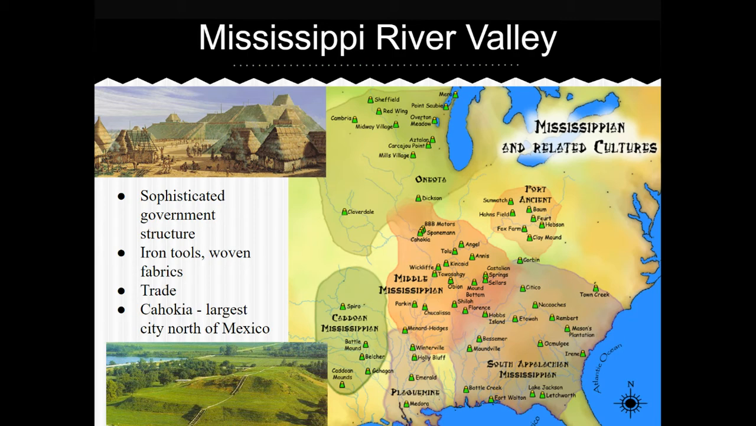They're a very sophisticated government with leaders and different subjects and everything that goes along the way. They are believed to have developed iron tools, woven fabrics. Many of the things that are more sophisticated actually come from areas of Mexico and South America. They do engage in trade with other groups.